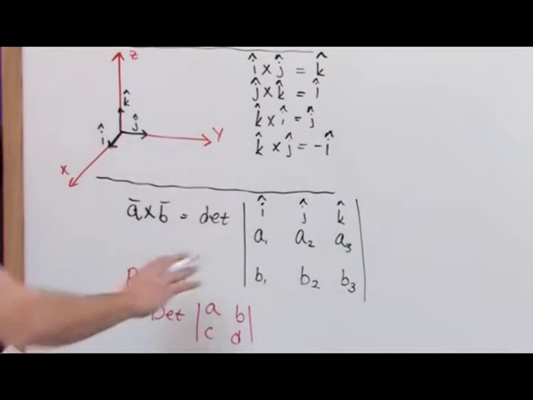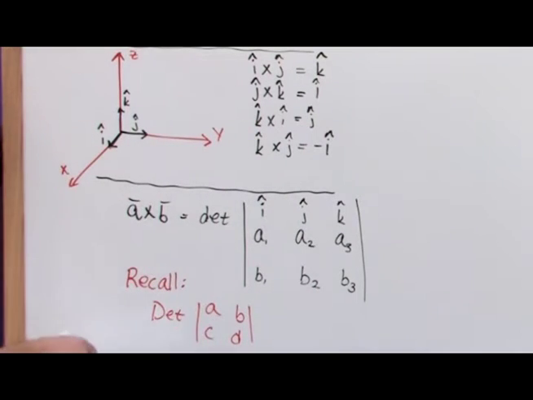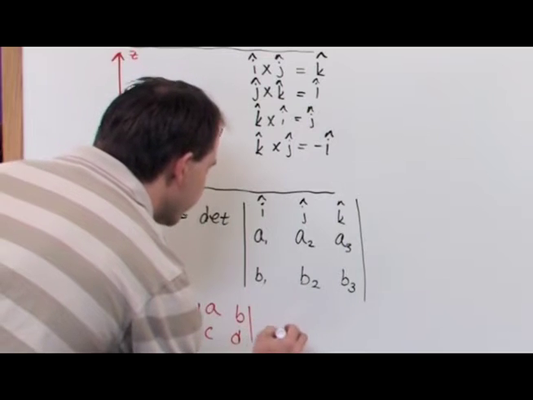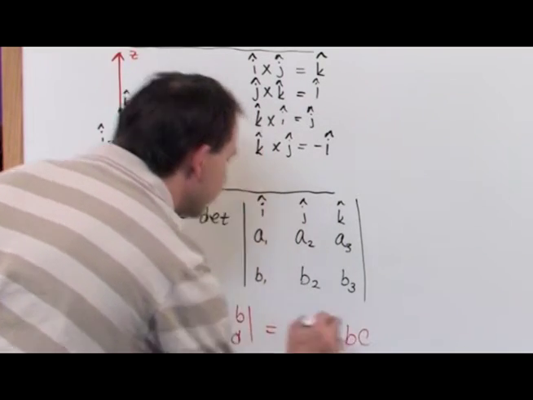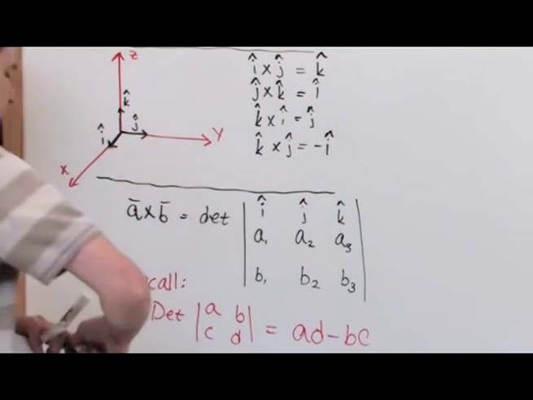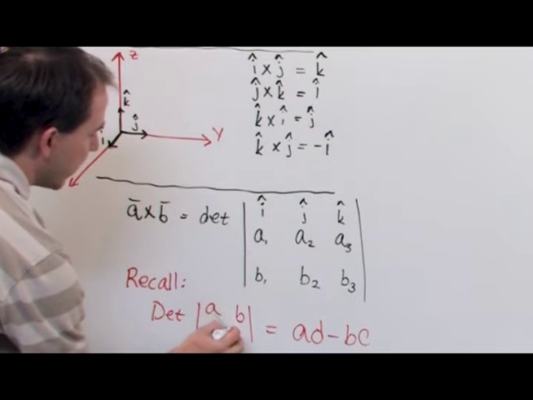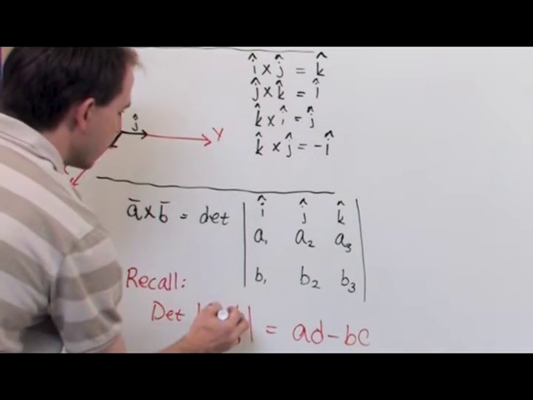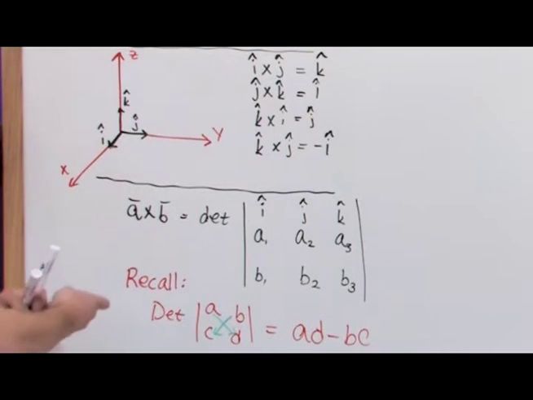So don't think I'm trying to tie it together. I'm just telling you, recall that the determinant of the 2 by 2 matrix like this is equal to A times D minus B times C. And if you forget that it goes in that order, you start here in the upper left corner and multiply this direction, and you start over here and multiply this direction. So it's AD minus BC. That's how I remember it, okay?